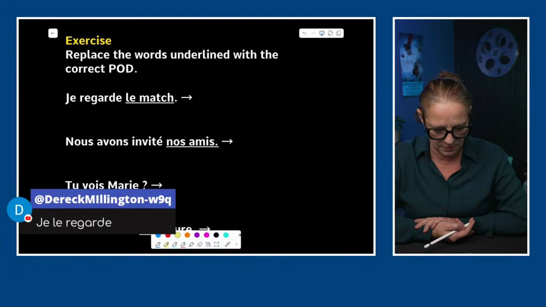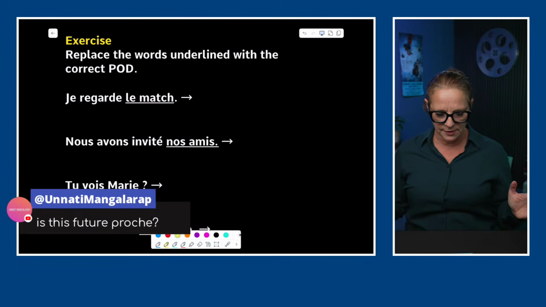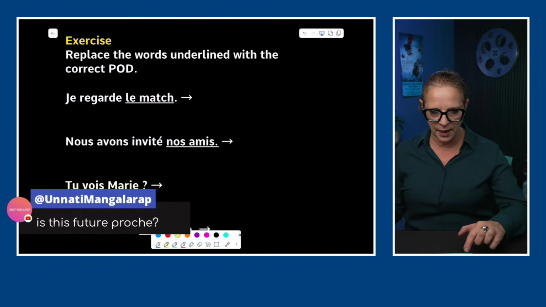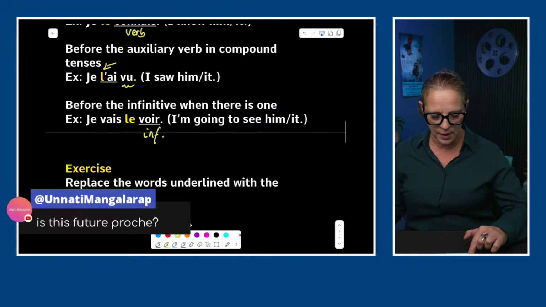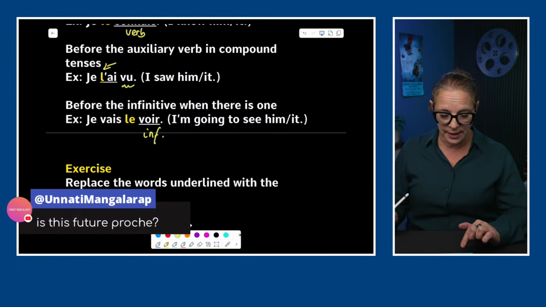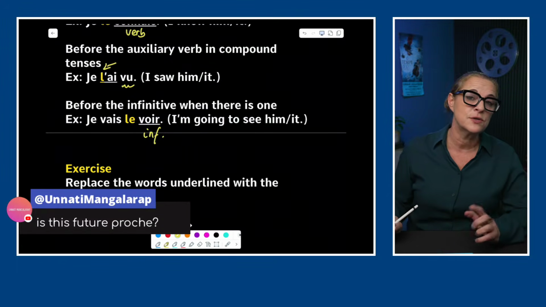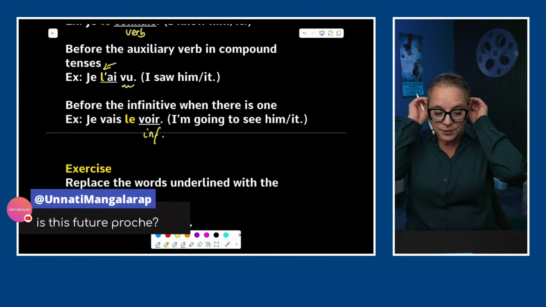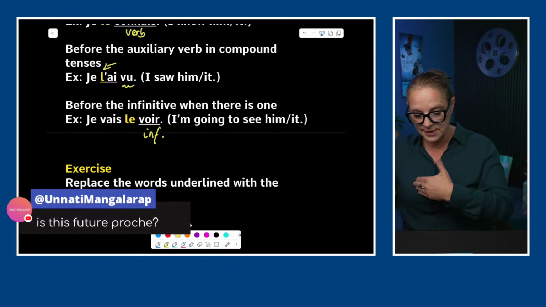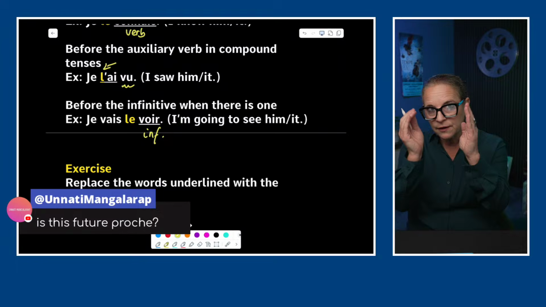Angelina, is this futur proche? Unati, which one? Where is the futur proche? Are we talking about something before? Ah oui, je vais le voir. I'm sorry to answer a question here. Is I'm going to... Well, yes, because you're using aller in the present tense. I'm going to see him. Je vais le voir plus tard. Yes, it is a near future.